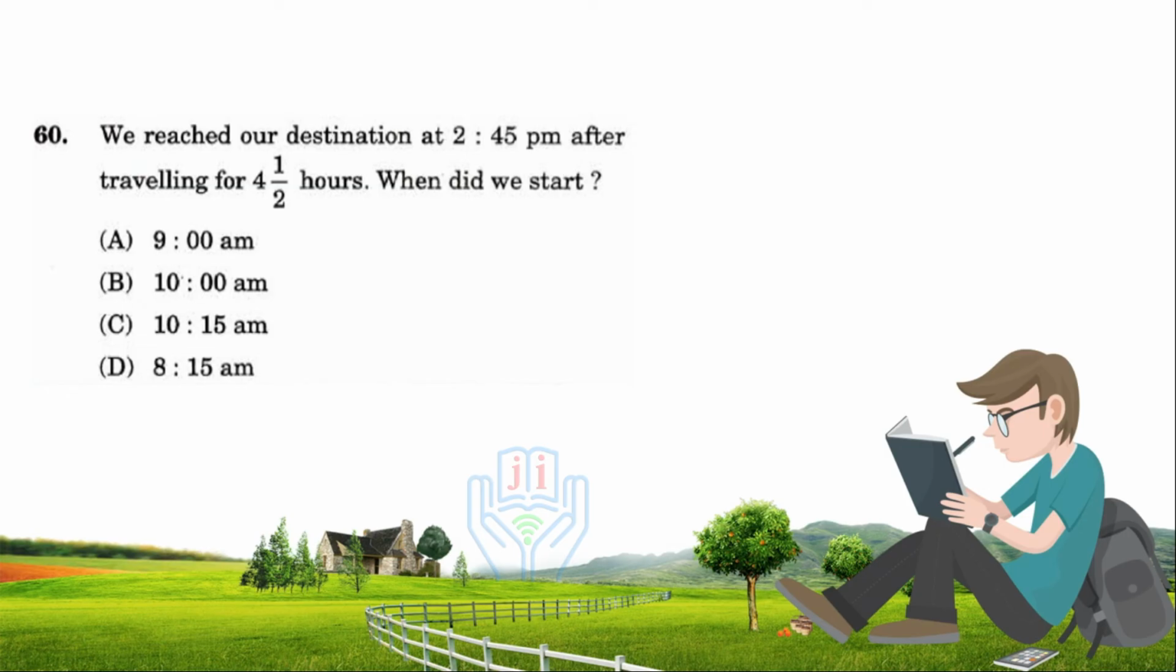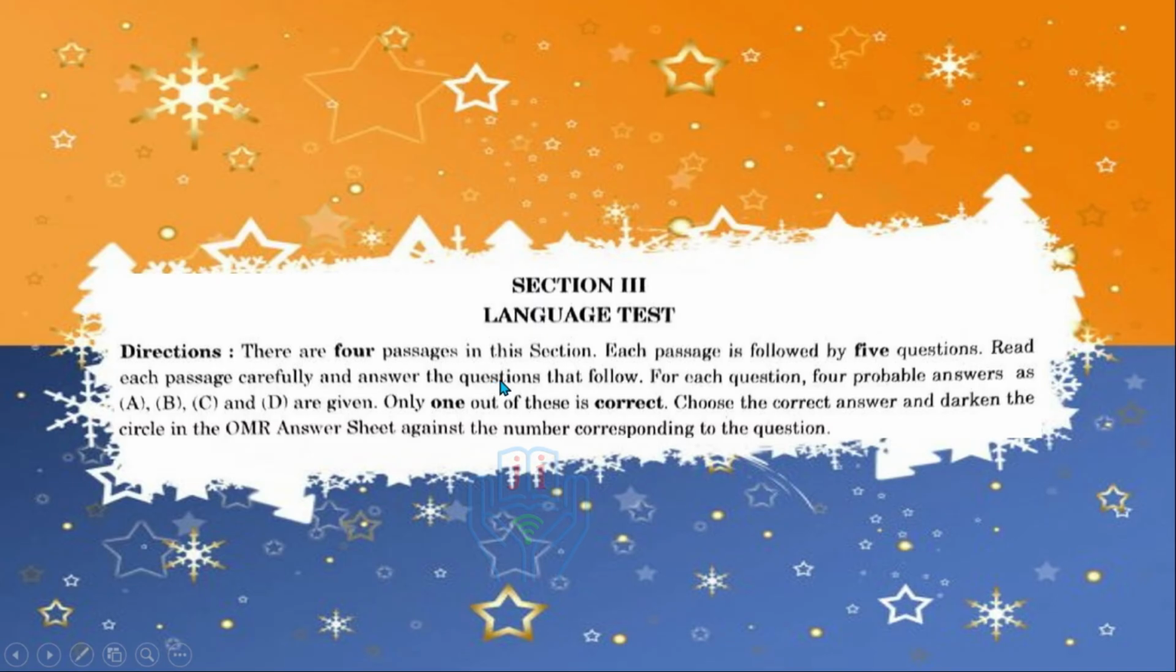We reached our destination at 2:45 p.m. after traveling for 4.5 hours. When did we start? We reached our destination at 2:45 after traveling 4.5 hours, then when did we start? Answer D. 8:15 a.m. Section 3, Language Test.